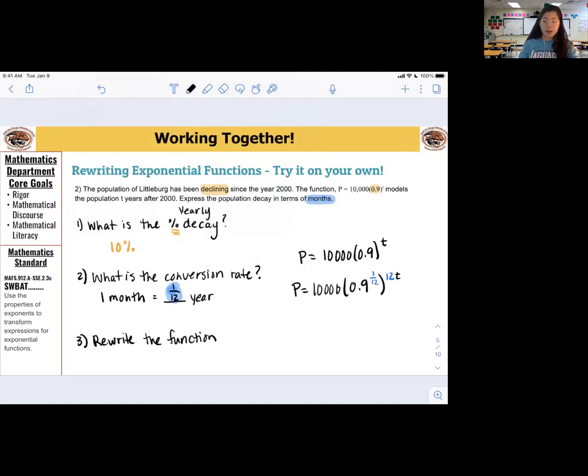Now, here's the trickier part. We want to make sure we know how to do this. We've got to simplify it by plugging that into the calculator. So I'm doing 0.9 to the power of 1 over 12. And do not forget those parentheses. But what I want you guys to do is try it on your own, see what you get. So take about 30 seconds to do it on your own. And then when I do it, see if you got the same thing. So test yourself, see if you are using your calculator correctly.